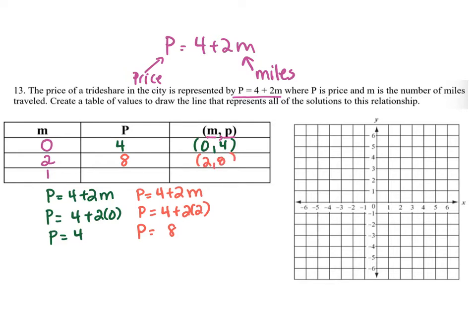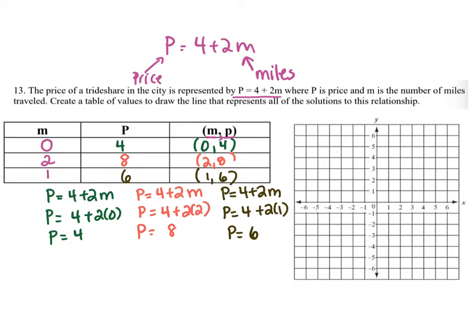And then the last one, let's do that in a different color just so you can see them separately. Using the same equation, now I'm going to plug in 1 for m, and I solve for p, and that's a 6. And so my last point there is going to be 1, comma 6. And I'm using these points to create the graph or the line that shows all of the relationships between whatever mileage I put in and the price that comes out. So my next step is to go ahead and graph each of these points.